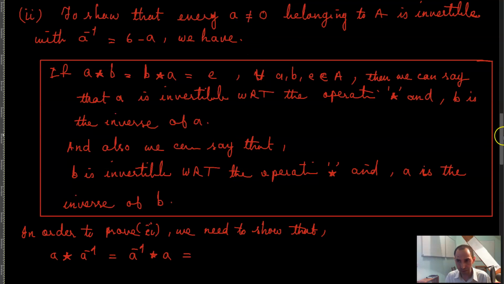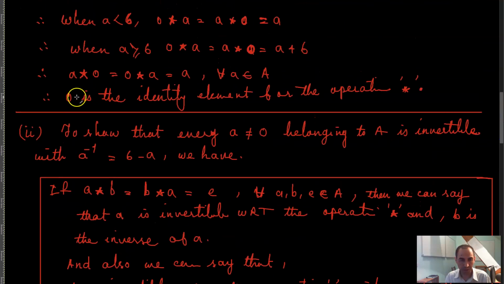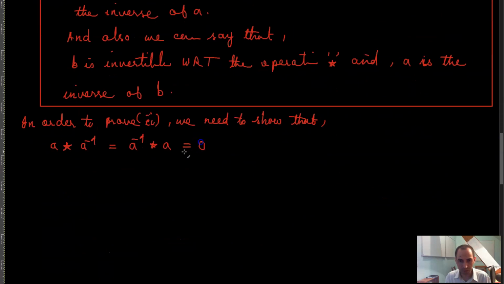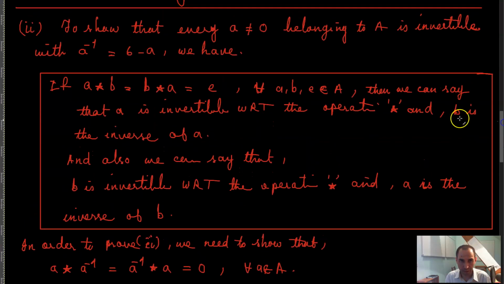The identity element in this set, we established, with respect to the operation star, was zero, right? So I have to write zero over here, and that is for all A belonging to the set A, for example. Now I happen to know that A inverse is equal to 6 minus A.